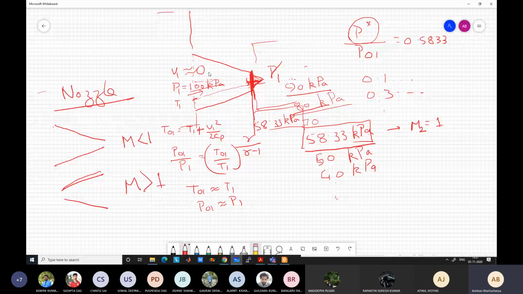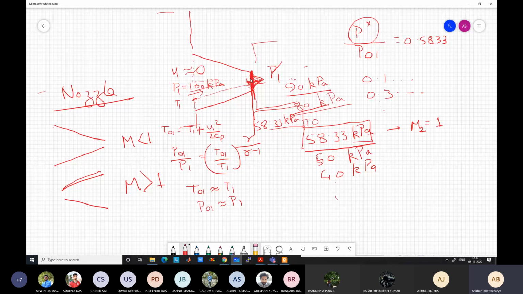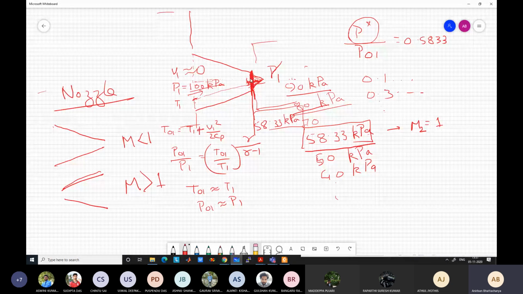And then it cannot be accelerated further beyond the speed of sound, because the velocity increases only if you have an increasing area. But because a convergent nozzle has decreasing area, the velocity cannot increase beyond the speed of sound. So it is limited to the speed of sound at this position. This condition we call choked.